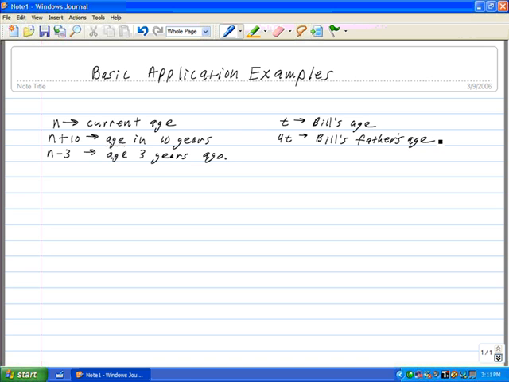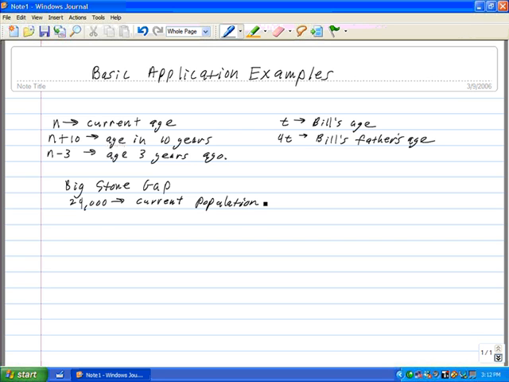And let's see some other examples. Let's say that you have a certain town. Let's look at Big Stone Gap. And they have a current population of 24,000 people. So 24,000 would represent the current population.